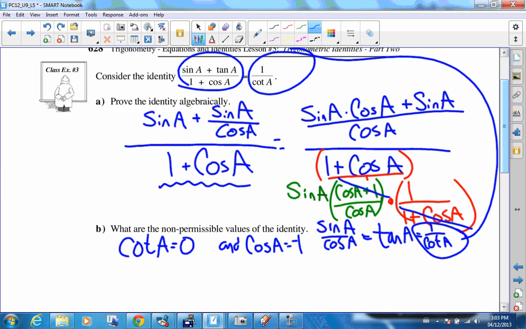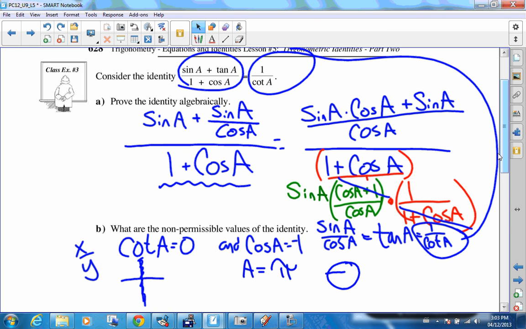This cosine A is -1 is going to happen when A equals pi, right? If I think about -1 right there in my unit circle. And cotan A is 0. Cotan is the inverse of tan, or is x over y, and x over y will be 0 there at pi halves and 3 pi halves.